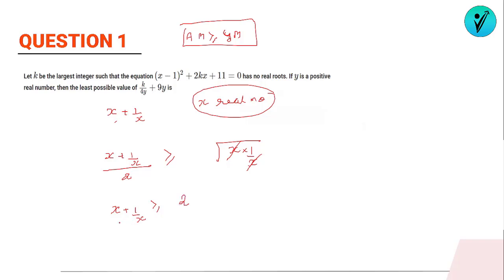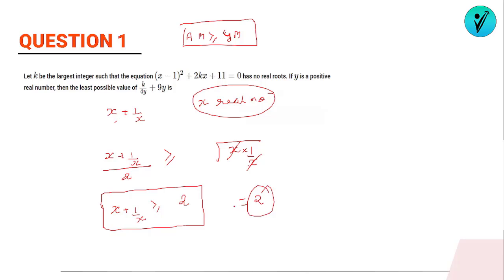So your x plus 1 upon x will either be equal to 2 or greater than 2. The value of this is either equal to 2 or greater than 2. So what is the minimum value x plus 1 upon x can have? The minimum value x plus 1 upon x can have is 2. So this way we use this concept to get the minimum value of the expression.